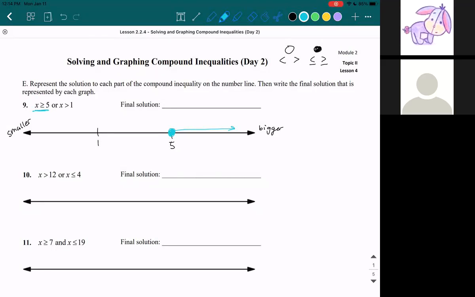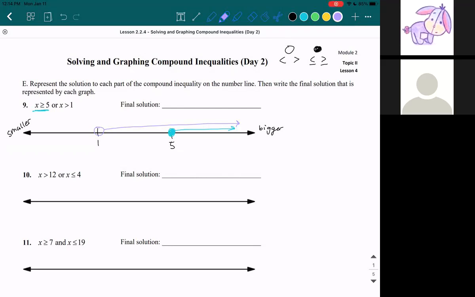We also have the word or, and then it says x is greater than 1. So put an empty circle here. Why is it empty? Because when you have just greater than, there's no equal to line, so you want to have the open circle. X is greater than 1, so I'm going to shade in everything to the right of 1. And then our final solution.